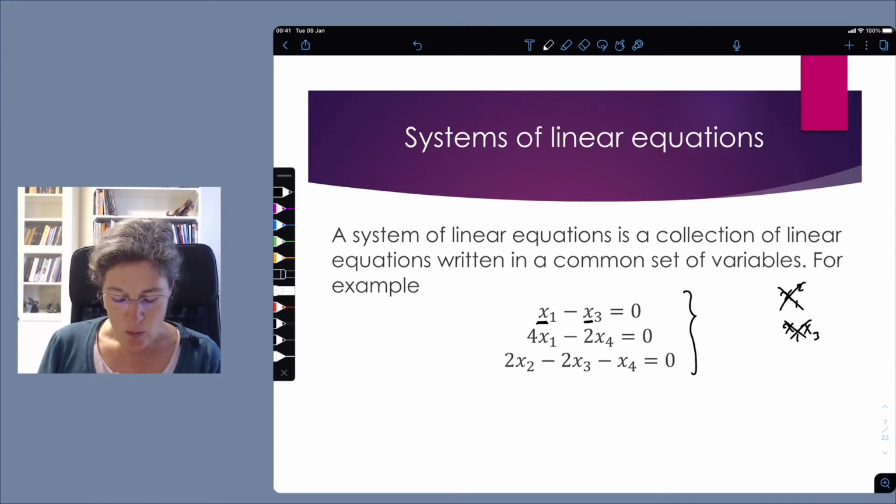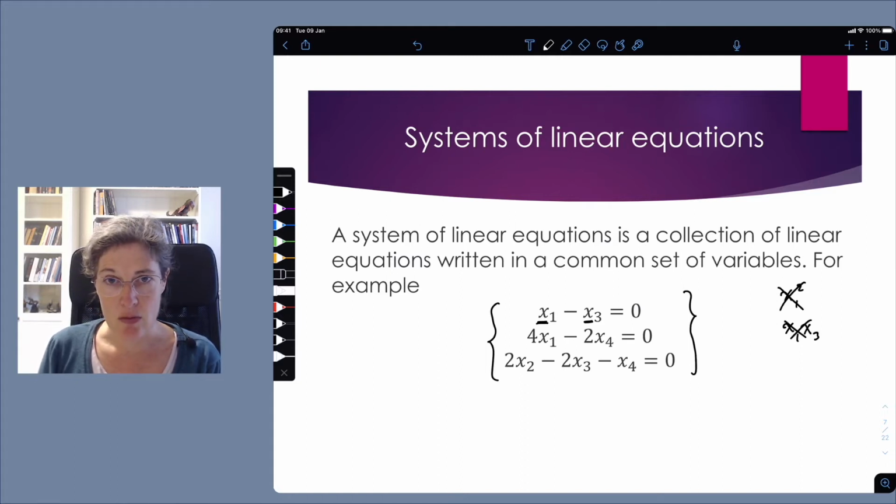To make a system, we have to be using the same variables in each equation. They don't all have to appear. You'll see that in our first equation, we've got x1 and x3, but we don't have x2 and x4. Down here in equation 3, we don't have x1. That's fine, but we must have some of the same in all of them. And nobody must have any variables that nobody else has. Kind of. We'll see what I mean about that in a moment. Okay, so we've got linear equations and systems of them.